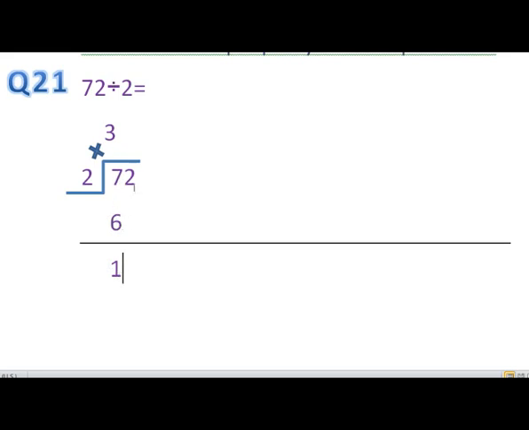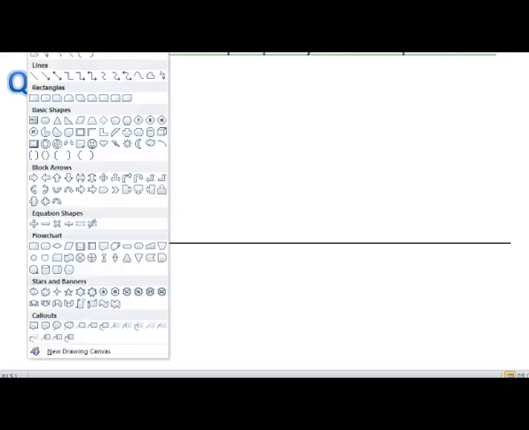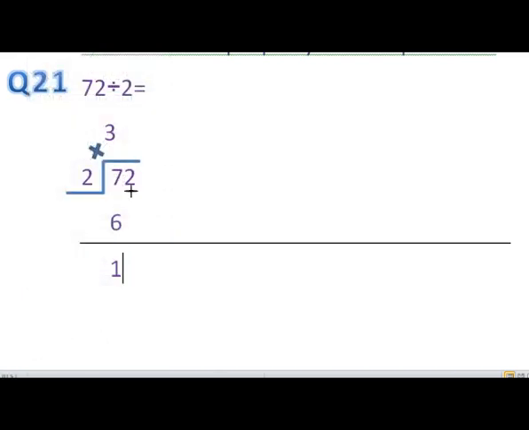Now we take this 2 here. We send it directly to this place. So we write 2. Now we have this number, which is 12. We read it all together. This number is 12. Can you see it? Now 12 divided by 2, we all know that the answer is 6. Now 6 times 2, the answer is 12.